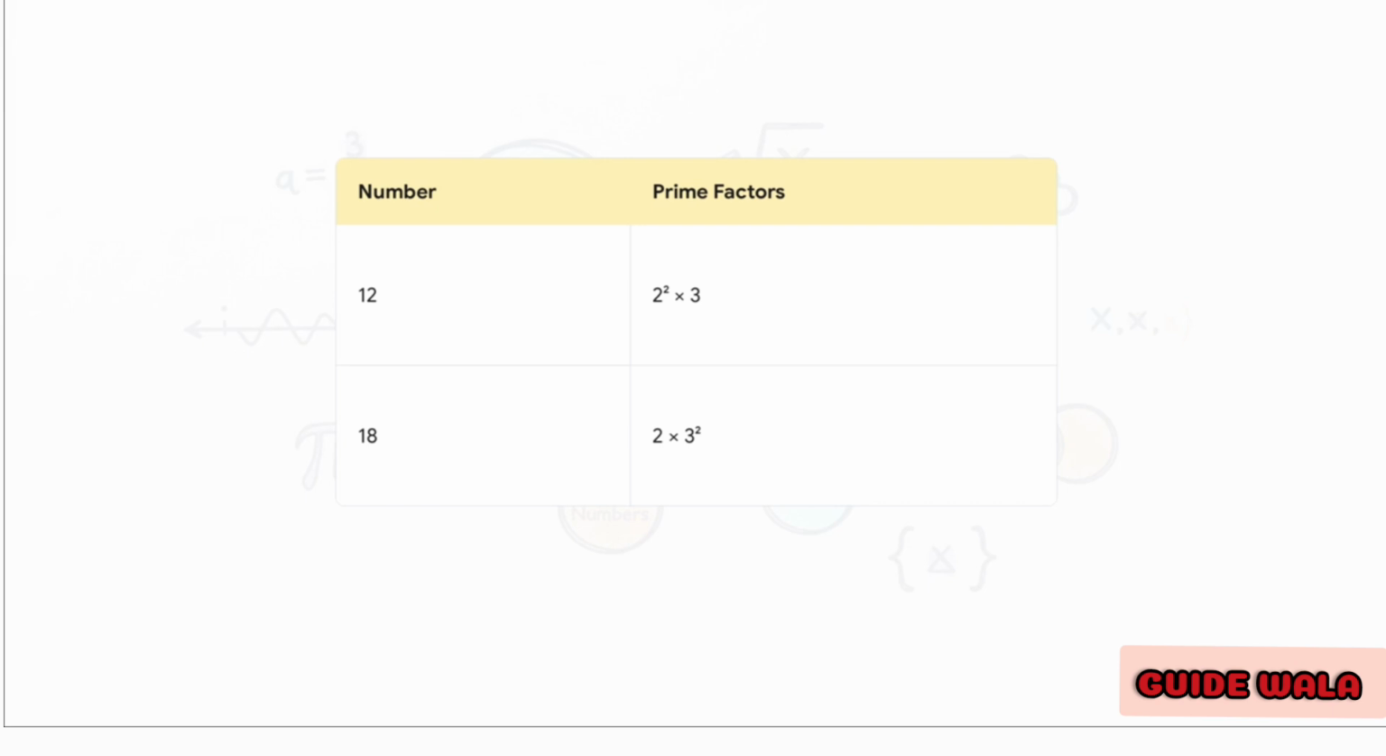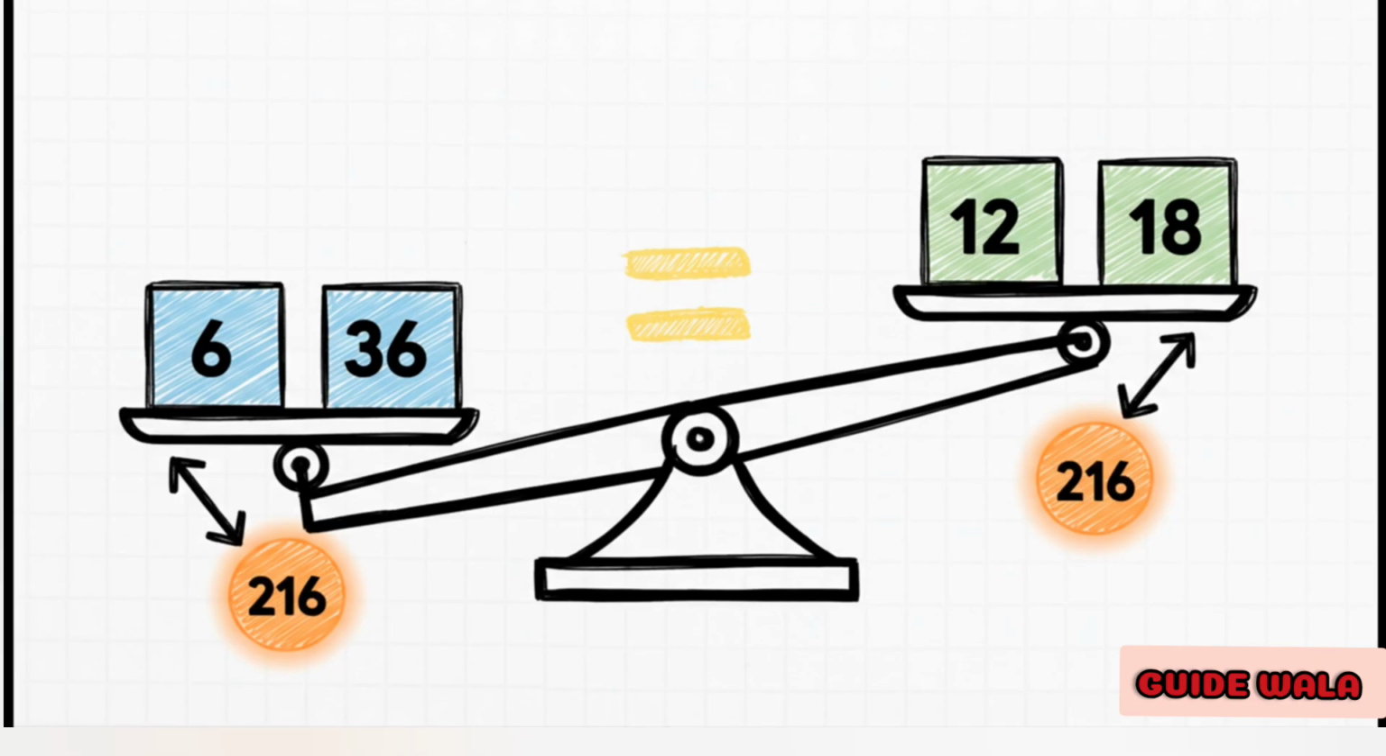Look at 12 and 18. For the HCF, you look for the prime factors they have in common, and you pick the lowest power. For the LCM, you take all the prime factors from both numbers and pick the highest power for each one. And here's another golden rule. Seriously, write this one down. It's a lifesaver in exams. HCF times LCM always equals the product of the 2 original numbers. You can see it right there with our example. It works out perfectly. 216 on both sides.